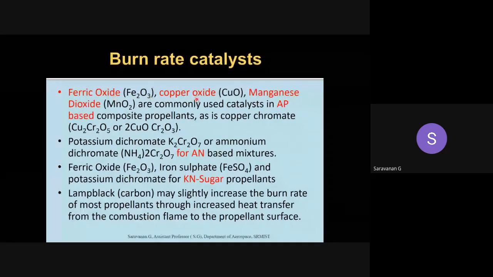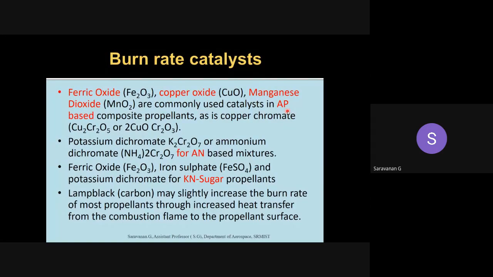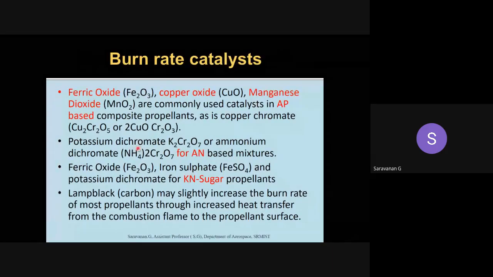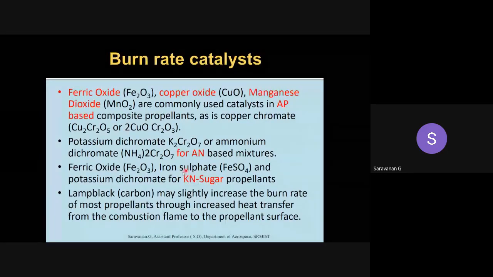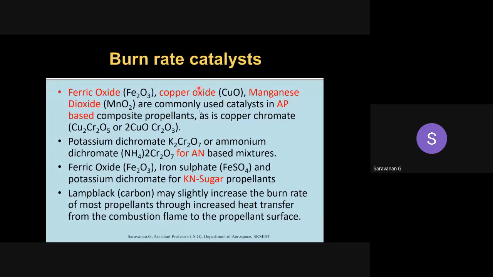Ferric oxide, copper oxide, and manganese oxide are used in ammonium perchlorate based composite propellants. If you go for ammonium nitrate based mixes, AN based mixes, there you add potassium dichromate or ammonium dichromate. Similarly, if you are using potassium nitrate sugar propellants, then we add ferric oxide or ferric iron sulfate and potassium dichromate as the catalyst for enhancing the burn rate.